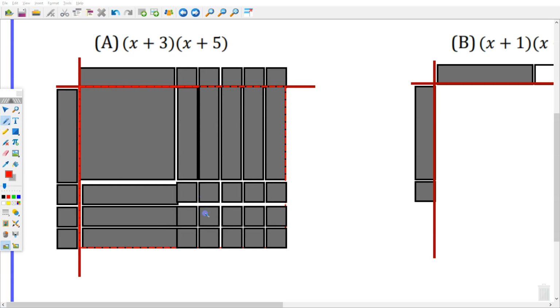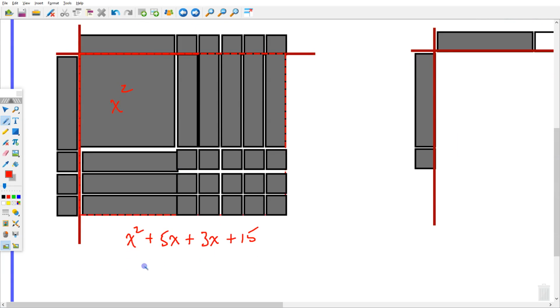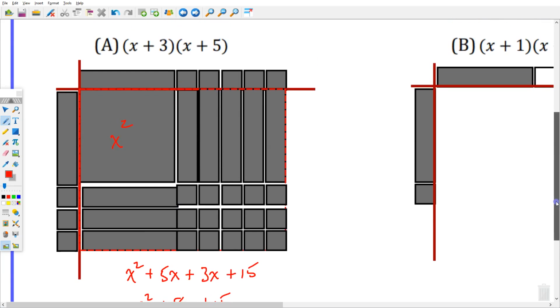Once you get your rectangle filled in, you complete your partial products. So we've got our x squared here from this part. Then we've got 1, 2, 3, 4, 5 x going that way. We have 3x going this way. And lastly, we have 3 times 5, which is 15, which shows up right here. The two middle terms are like terms, so we combine them, and we end up with x squared plus 8x plus 15. And that is your trinomial product.